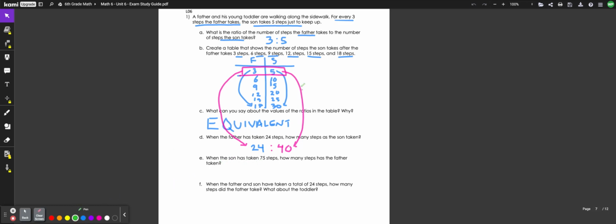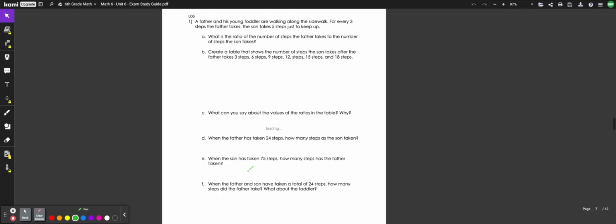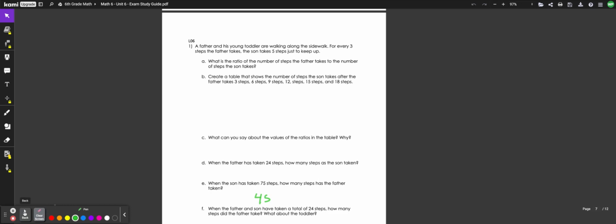When the son takes 75 steps, so let's go from 5 to 75. Well, that means we're multiplying by 15. So 3 times 15, what would that give us? Well, 3 times 15 is equal to 45. Therefore, the number of steps the father would take would be 45. When the father and son have taken a total of 24 steps, how many steps did the father take?